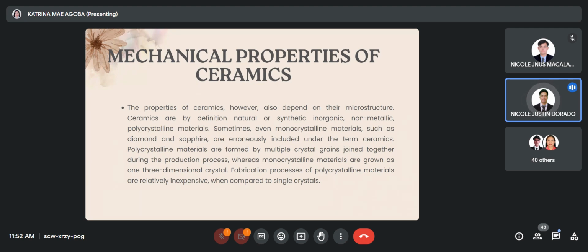And another info, ceramics are one of the materials known for their brittle nature and excellent hardness. Their mechanical properties typically include high compressive strength, low tensile strength, high stiffness, and excellent resistance to wear and corrosion. This property makes ceramics suitable for application for cutting tools, ball bearings, and insulating materials.